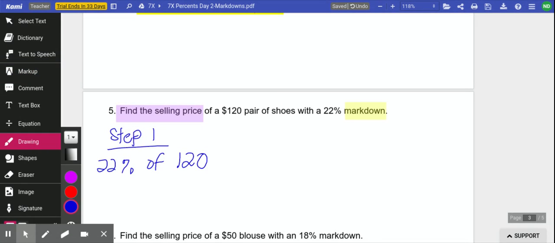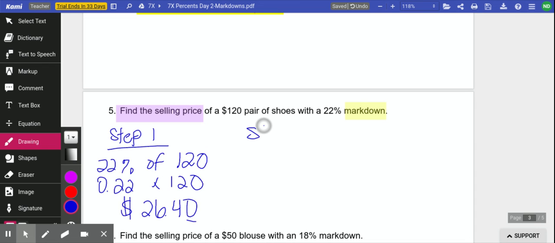Okay, so I got to figure out what is 22% of 120. So convert that 22% into a decimal, which is 0.22. Multiply that by 120. And we should get $26.40. Make sure you included that 0 after the 4. Okay, so that's my discount amount. That's the amount of money that I'm taking off of the total or the original price of these shoes.